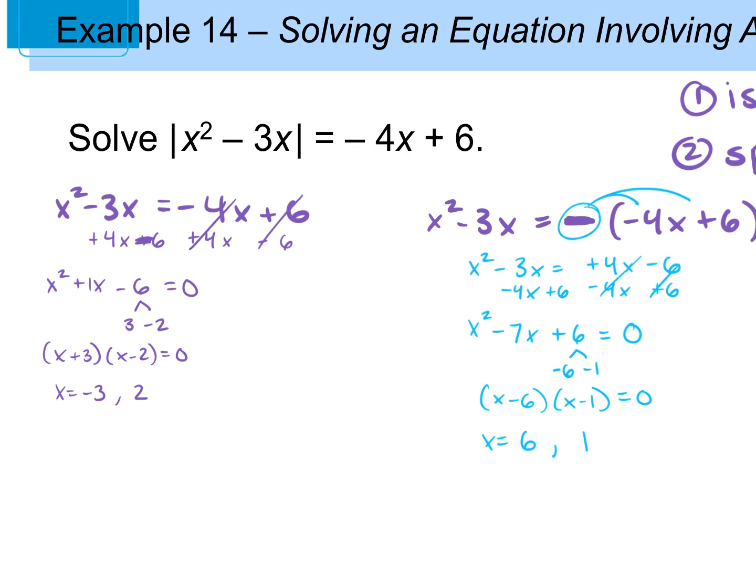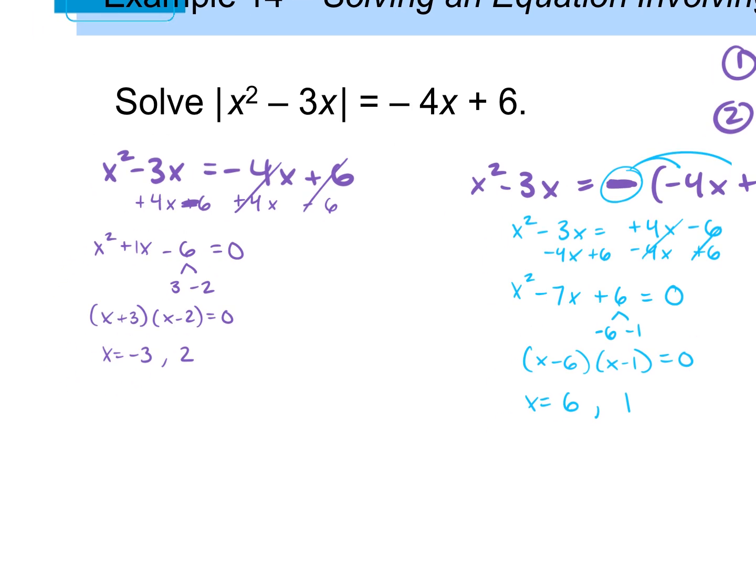Let's check our work. Let's start by plugging in negative 3. We'll just go in order. So negative 3 squared would be what? 9. Negative 3 times negative 3 would also be 9, so this would be 18. Negative 3 times negative 4 would be 12. 12 plus 6 is also 18. So does negative 3 work? Yep. So that's an answer.